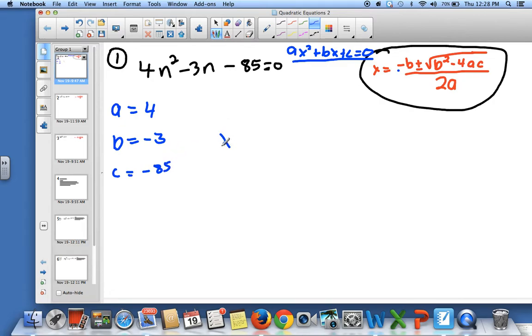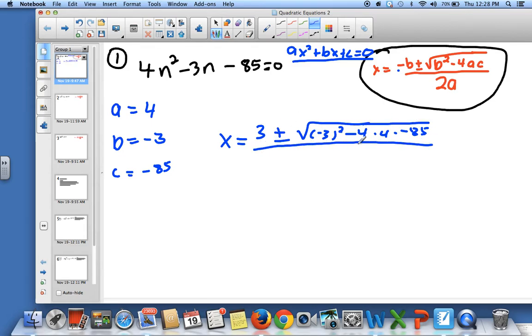If that's the case, then x would be equal to the opposite of negative 3, which is positive 3, plus or minus the square root of negative 3 squared minus 4 times negative 85, all over 2 times 4. Now, taking a few steps, x is going to be 3 plus or minus the square root of, and to do all this stuff in here, I can just go straight into my calculator.